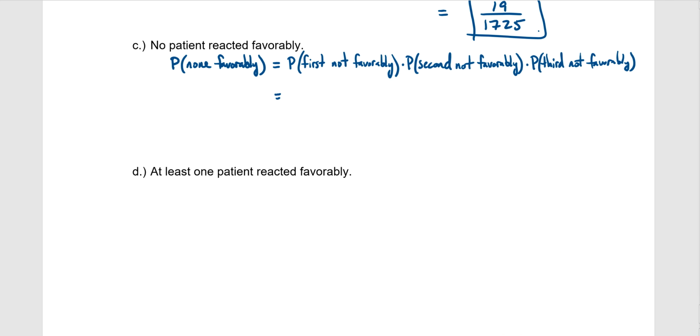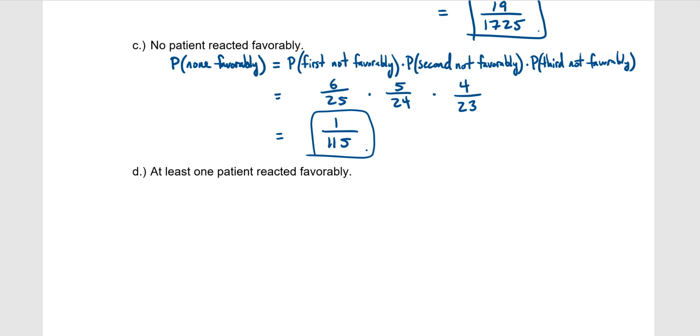Okay, so first not favorably is going to be 6 out of 25 times the second not favorably is going to be 5 out of 24 because we have to subtract 1 from both of those, and times the third not favorably, 4 out of 23. Once again, subtract 1 from both of those. So multiplying straight across here, this ends up simplifying to 1 over 115.